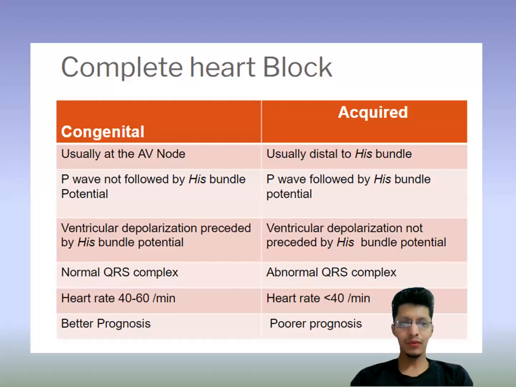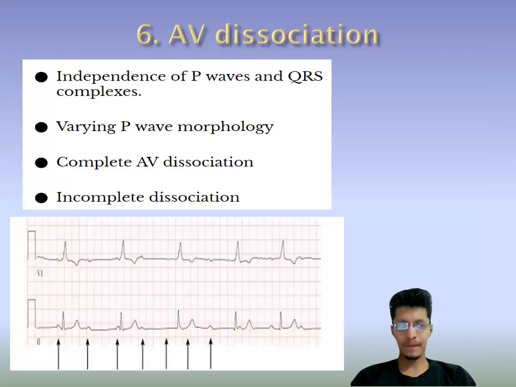So this is a complete heart block. If it is congenital, it will be at the AV node. P waves are not followed by QRS complexes. There will be a ventricular depolarization preceded by the bundle of His, with normal QRS complexes and a better prognosis. But if acquired, it is distal to the His bundle, which has a poorer prognosis.